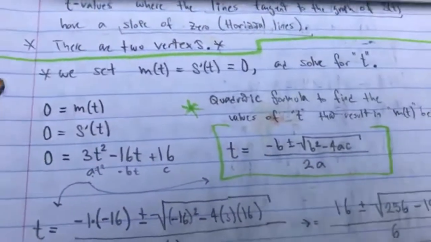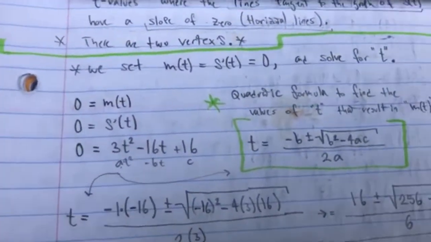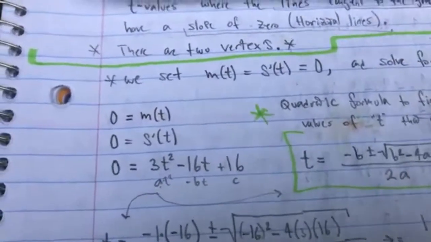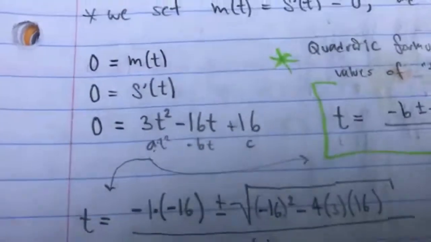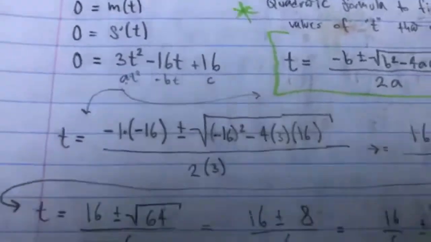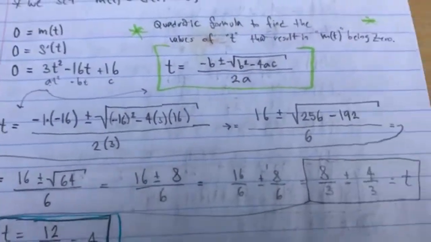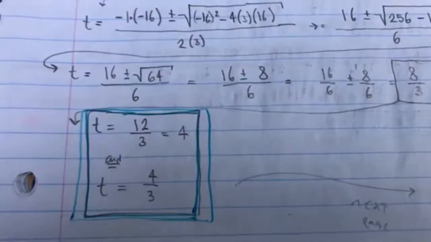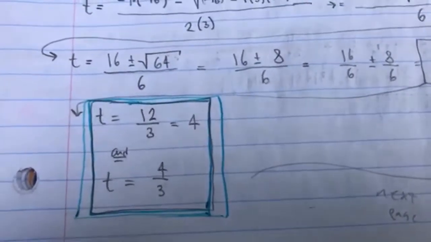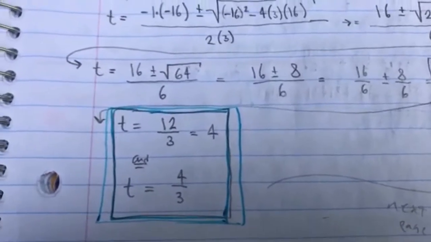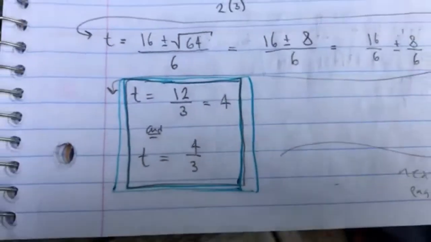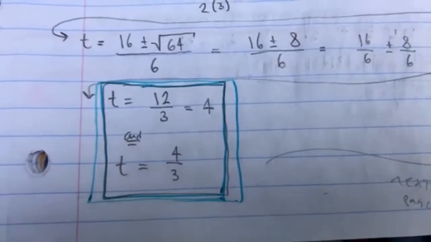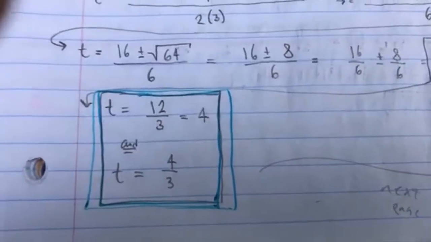Substitute t for x because we're using t. t is equal to time in hours. 0 equals m(t), 0 equals 3t squared minus 16t plus 16. Use the quadratic formula, do all that. We get pretty nice values for t that are not roots or imaginary, so that's cool. So we get t equals 4 and t equals 4/3.